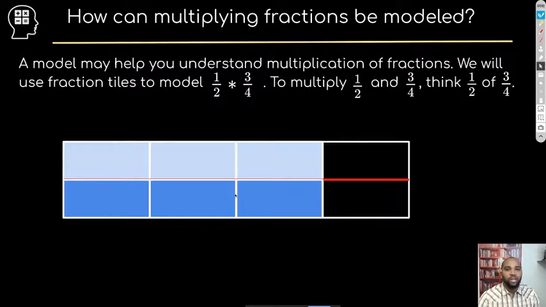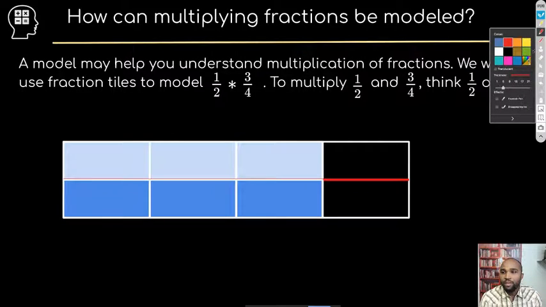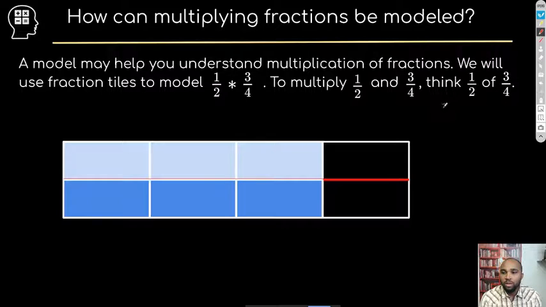Well, what do you mean that's our answer? Think about it. The pieces that are shaded in are 3: 1, 2, 3. Out of how many now? How many total? Well, when I count them all up, I have 4 on top, 4 on bottom, so that's 8. So my answer would actually be 3 out of 8. So if I were to multiply 1/2 times 3/4, it'll be 3/8.